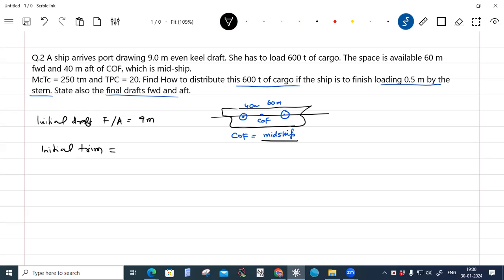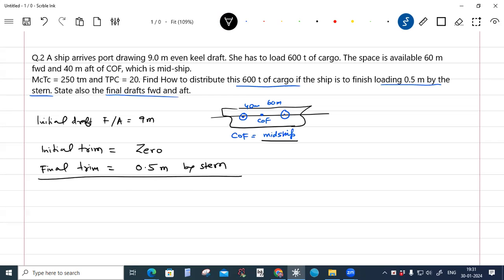What should be the initial trim? 0. And what is the final trim? You have to load in such a way that you achieve some final trim, 0.5 meter by stern. Always write whether it's by stern or by head. So from 0 meter, your trim has changed to 0.5 meter by stern.